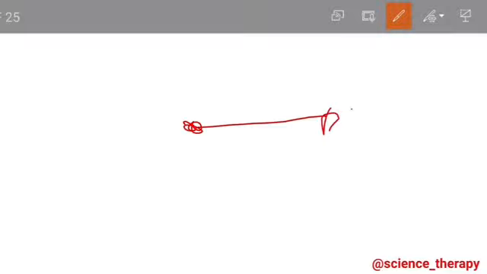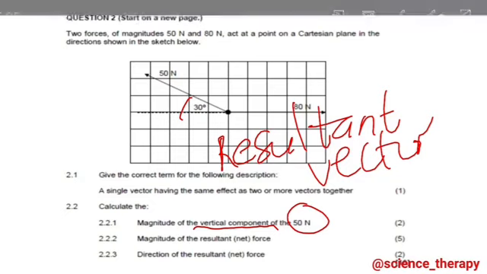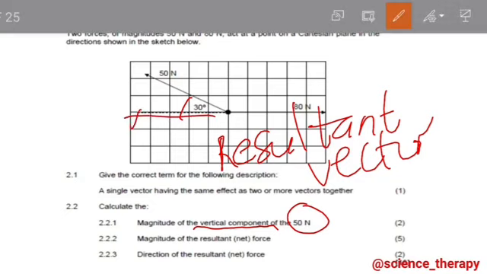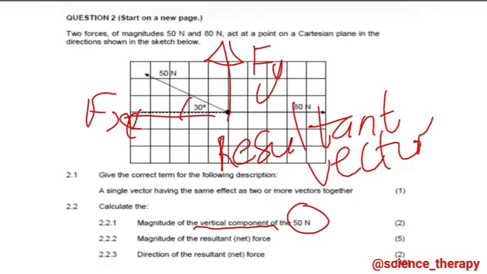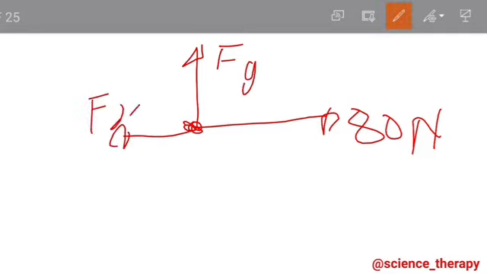So we have the 80 Newton here. It's horizontal like that. But when we resolve this one, in terms of your horizontal movement, where is it going? It's going to the left. So that's your Fx. In terms of your vertical movement, where is it going? It's going upward. So that's your Fy. So resolving that one, you will have Fy there and Fx here. So vertical component, horizontal component.